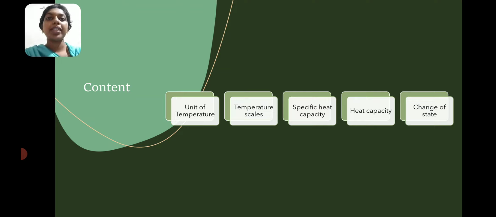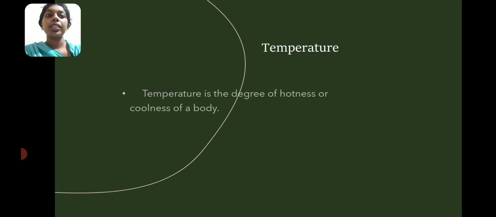Unit of temperature, temperature scale, specific heat capacity, change of state. Temperature is the degree of hotness or coldness of a body. You shiver when it is cold outside and sweat when it is hot outside.